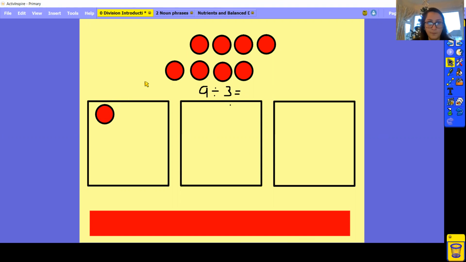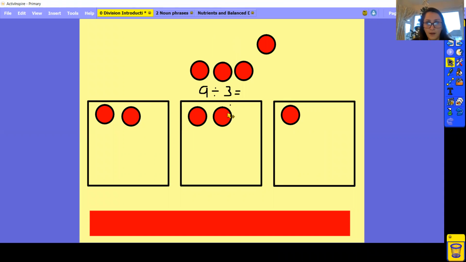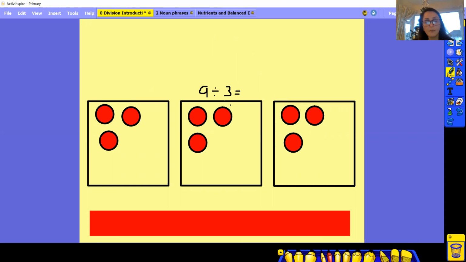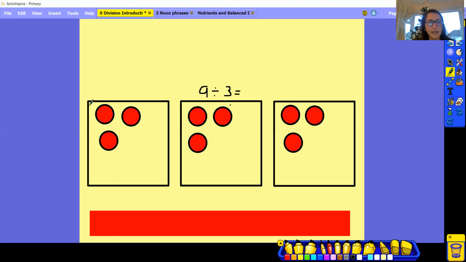So let's count. 1, 2, 3, 4, 5, 6, 7, 8, 9. Okay, so we've got that 9 and divided it into 3 equal groups. And how many are there in one of these groups? So let's count. 1, 2, 3. So 9 divided by 3 is going to equal 3.